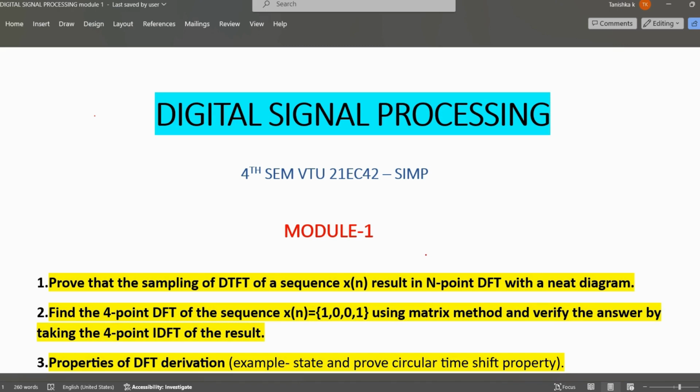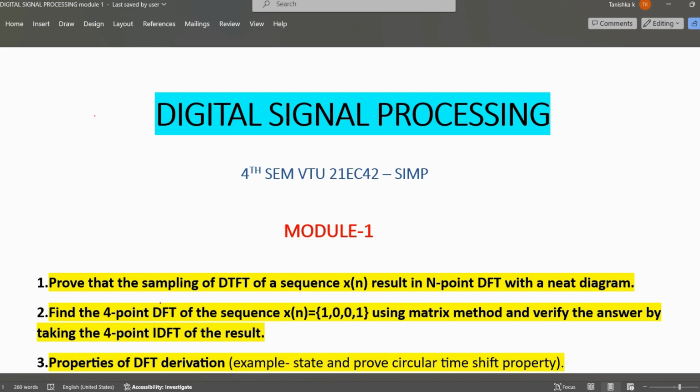So all the questions which I have written in this are taken from the model question paper. Okay, so every question is very important and you have to study all of them. So let us begin. The first question.